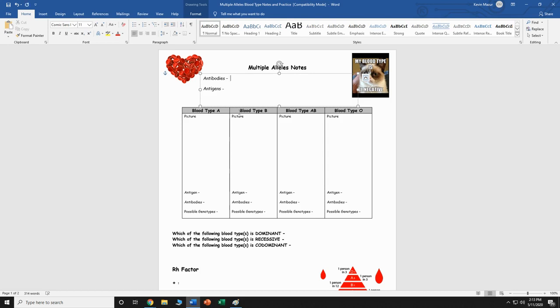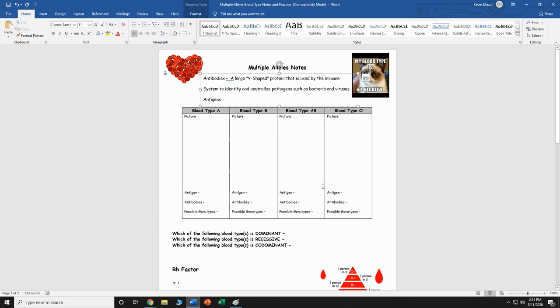So antibodies, what are they? They are a large Y-shaped protein that is used by the immune system to identify and neutralize pathogens such as bacteria and viruses.